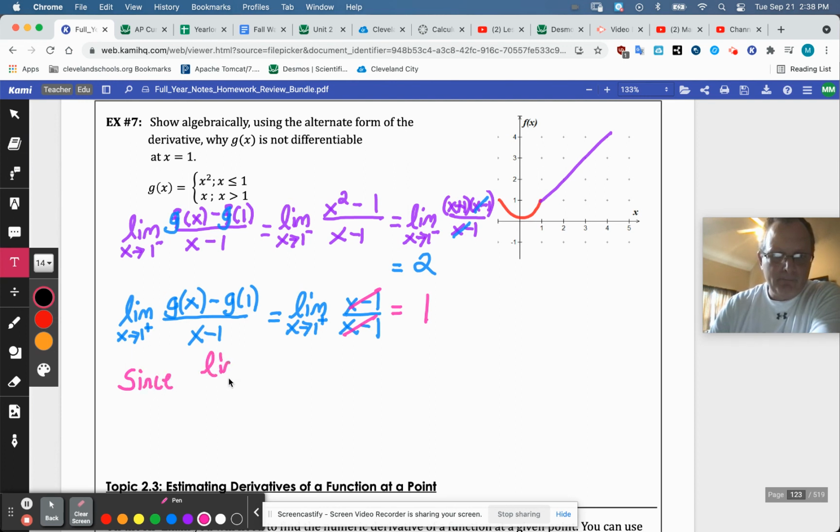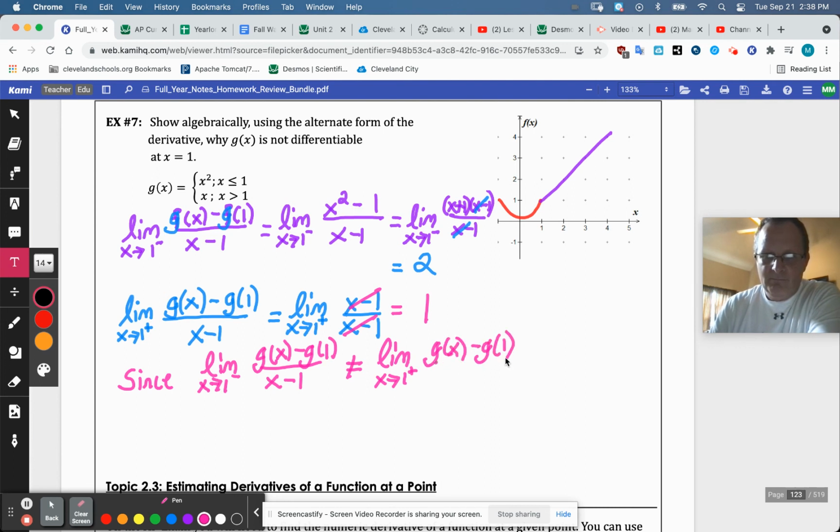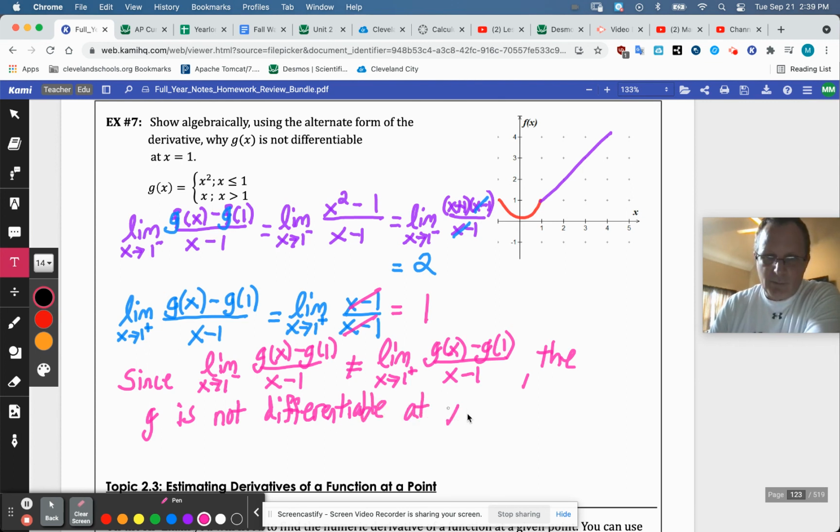And so I guess I should really say, since the limit as x approaches 1 from the left of all of this, g of x minus g of 1 over x minus 1, is not equal to the limit as x approaches 1 from the right, I know this is a bit of a pain, since that's the case, then g of x is not differentiable at x equals 1.